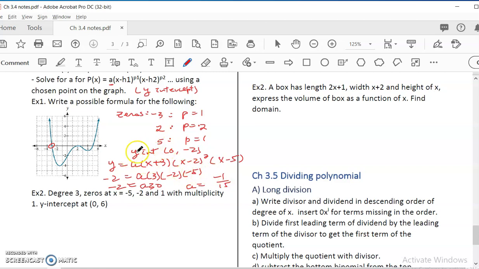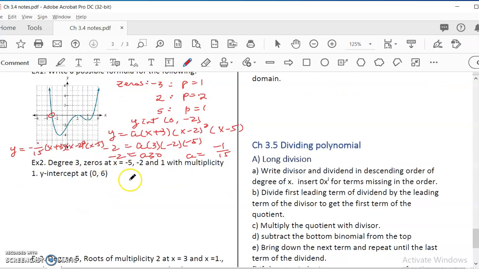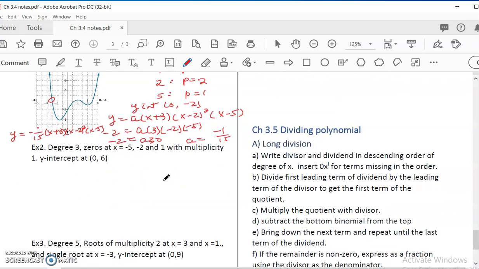So in other words, the formula for this function could be y equal to -1/15 times (x plus 3), (x minus 2) squared, and then (x minus 5). Basically you write it out with the a in the front, with all the zeros following it with their multiplicities, and then you solve for a using the y-intercept.